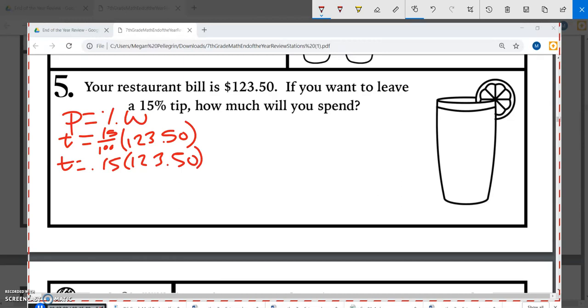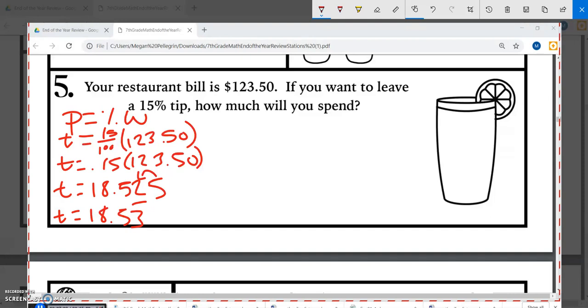And so when I multiply 0.15 times 123.50, I get the tip is going to be 18.525. But that's money, so I know that there shouldn't be 3 numbers. So all I'm going to do is look at the hundredths place where I know money should end, and that 5 is going to round it up. So my tip should be $18.53.